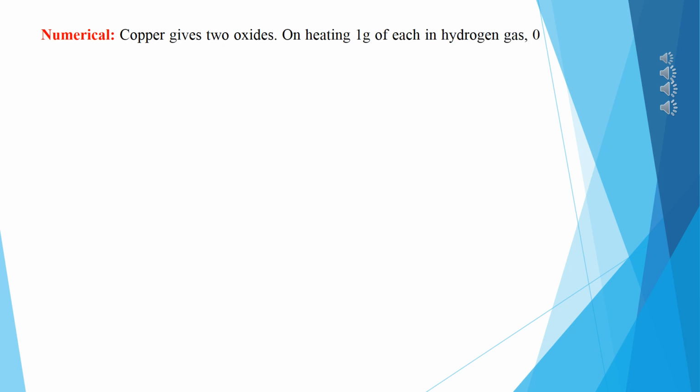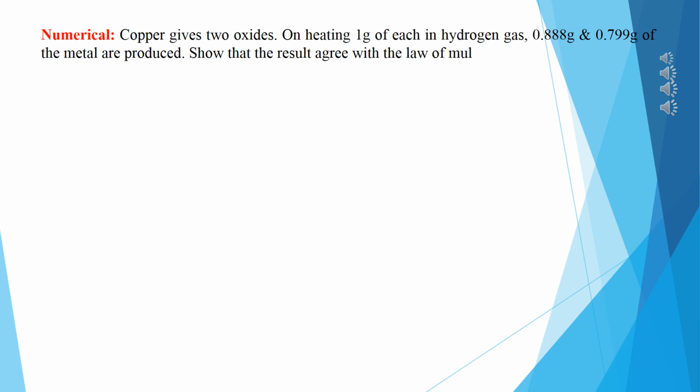Let's do one numerical problem related to the law of multiple proportions. Copper gives two oxides. On heating 1 gram of each in hydrogen gas, 0.888 gram and 0.799 gram of the metal are produced. Show that the result agrees with the law of multiple proportions.